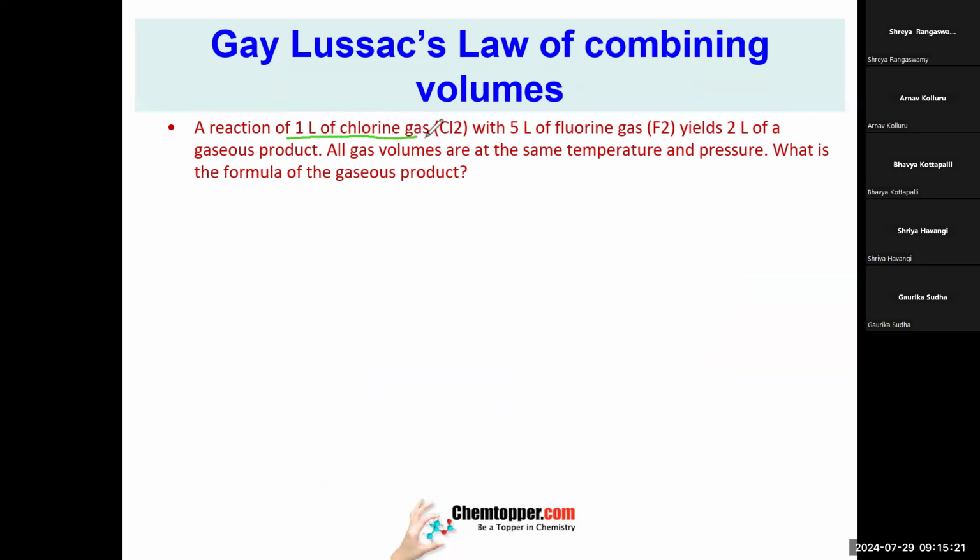1 liter of chlorine gas. The formula is given, Cl2. 1 liter means 1 mole. Combining with 5 liters of fluorine gas. So I can take it as 5 F2 gas. Is it okay? Giving you 2 of the formula of the product, XY. We don't know the formula. Can you predict the formula now?